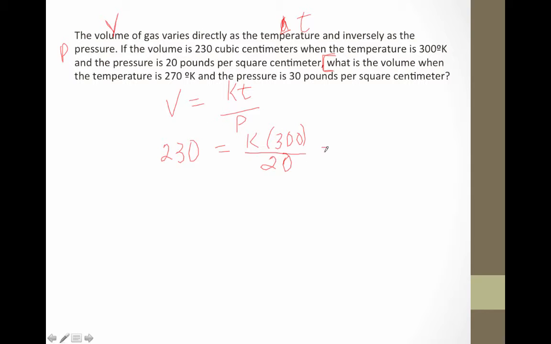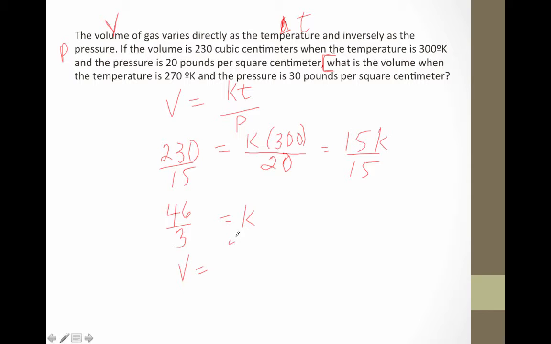This is how we solve for K. So this is 300 divided by 20 is 15. K. So we need to divide by 15. So we get, let's just do 46 thirds. That's just dividing by 5 on top and bottom. So 46 thirds is K. And then what is the volume when the temperature is 270 and the pressure is 30?